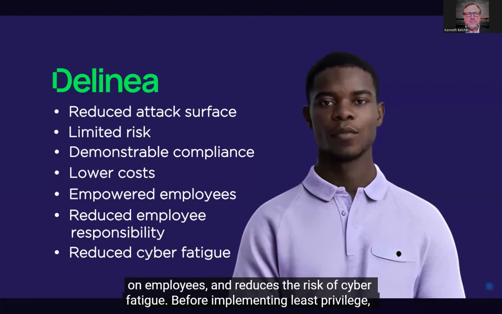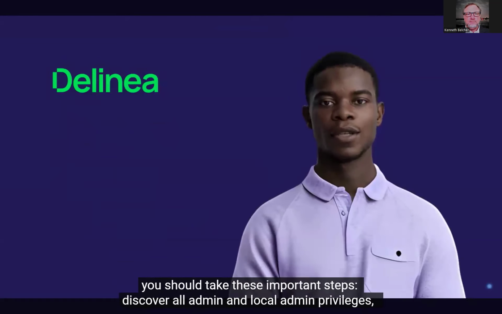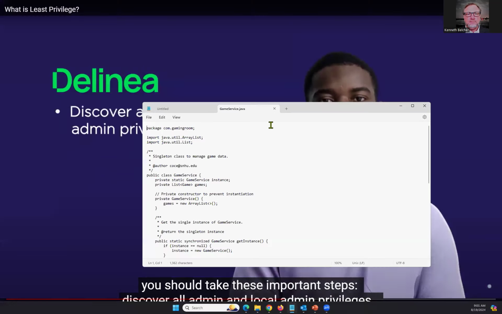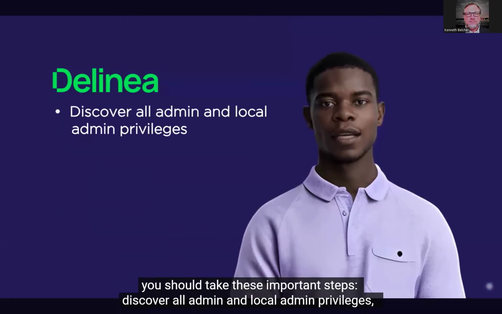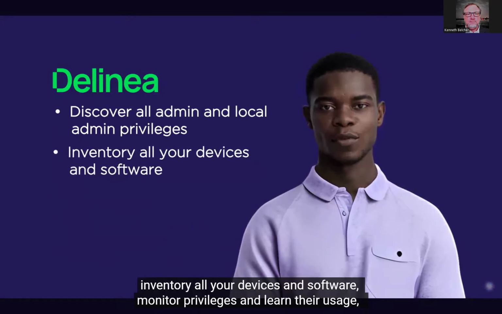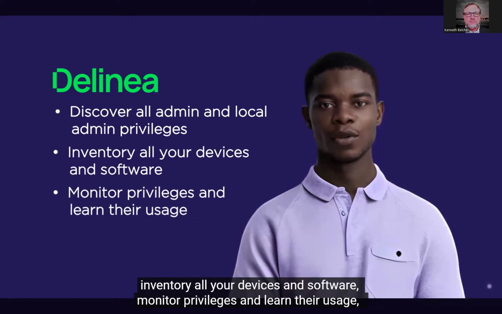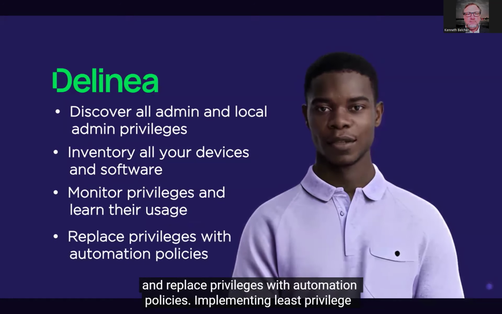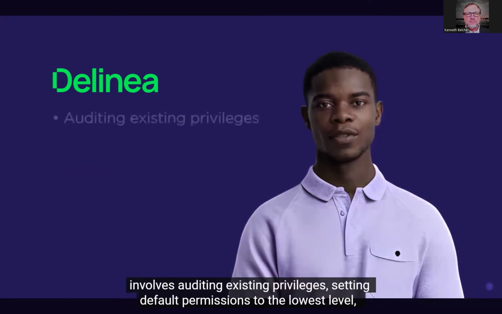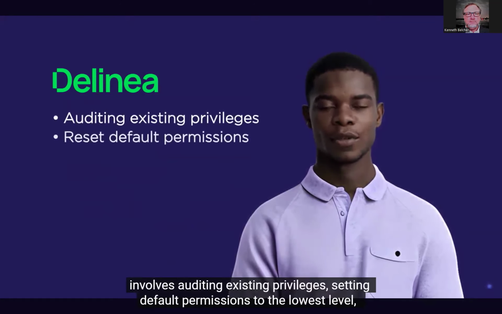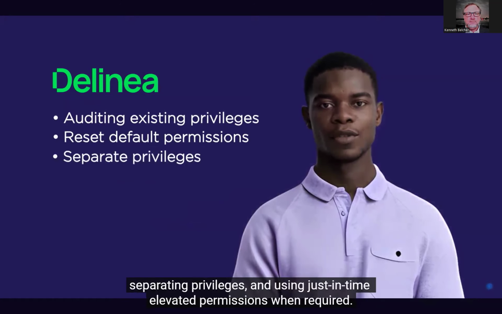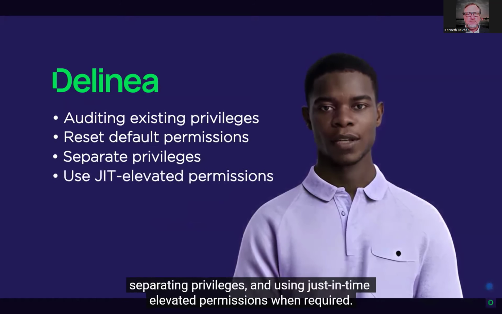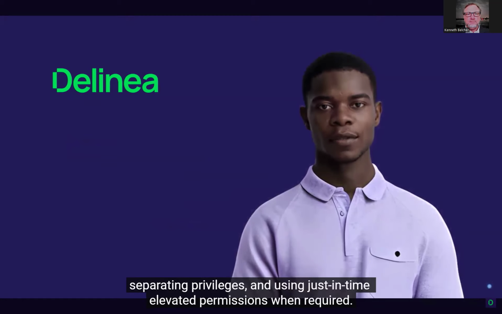Before implementing least privilege, you should take these important steps. Discover all admin and local admin privileges, inventory all your devices and software, monitor privileges and learn their usage, and replace privileges with automation policies. Implementing least privilege involves auditing existing privileges, setting default permissions to the lowest level, separating privileges, and using just-in-time elevated permissions when required.